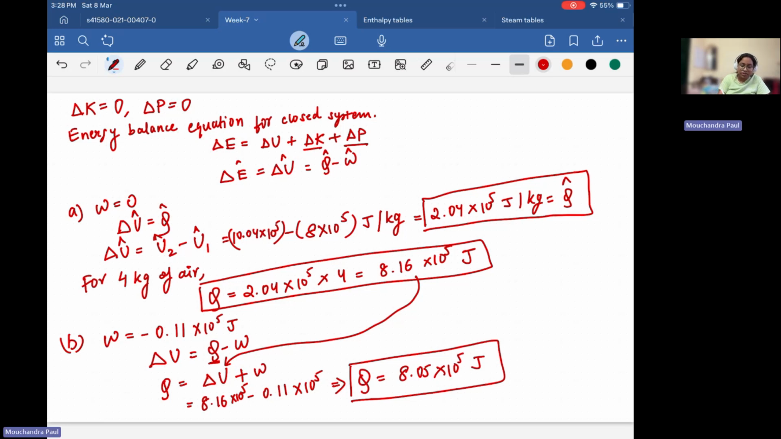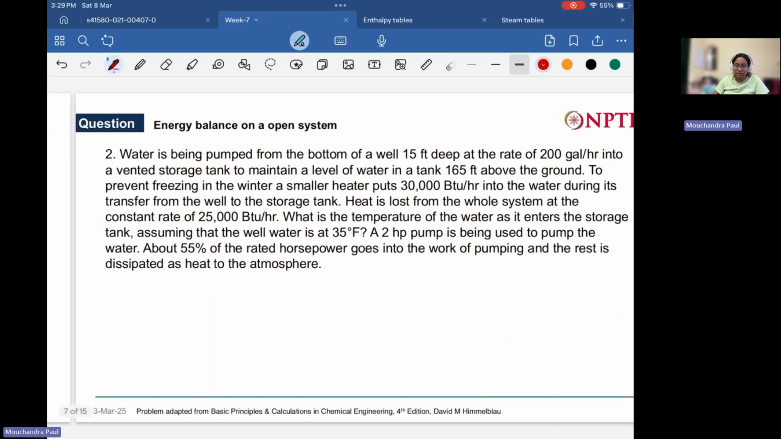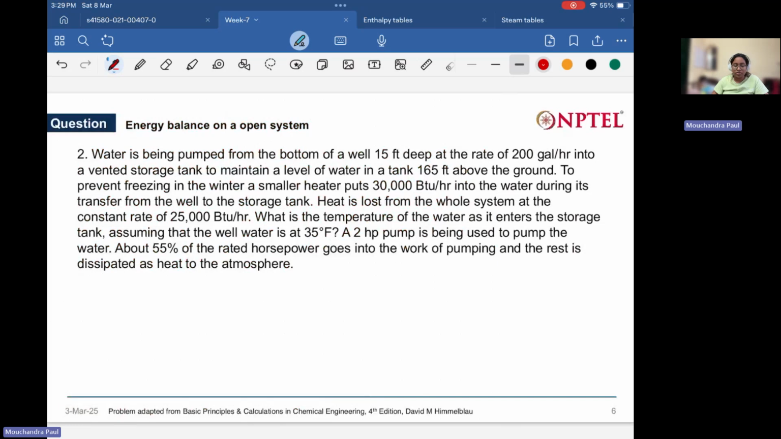Yeah. So if you see in part A, delta U is equal to Q. So the Q value that we got is actually due to change in the internal energy. So that is why in part B we took delta U as this value that we obtained from A. Right? Let's move to the next question.